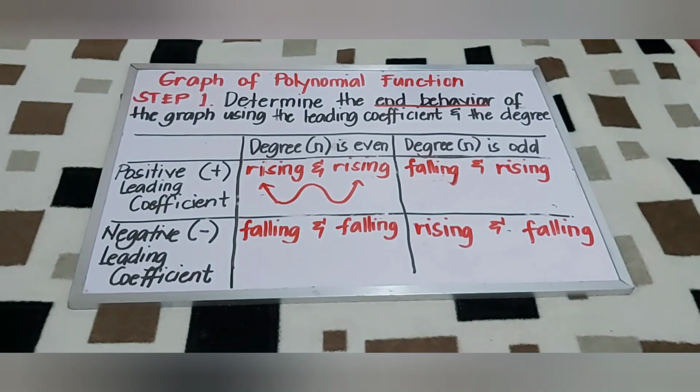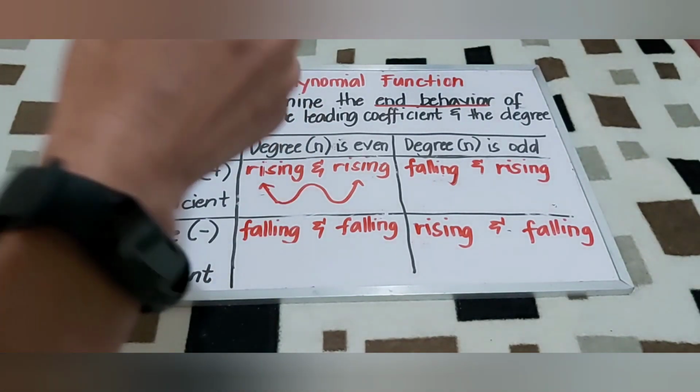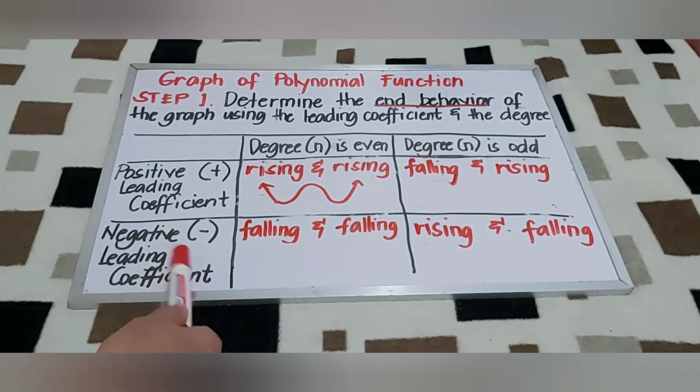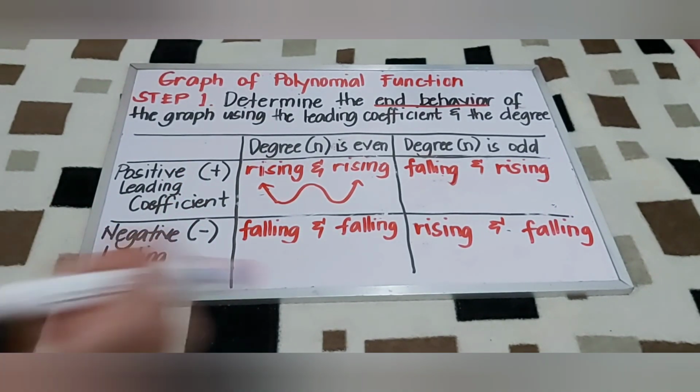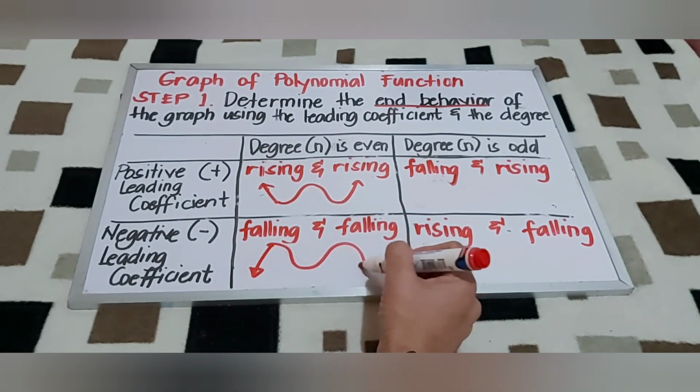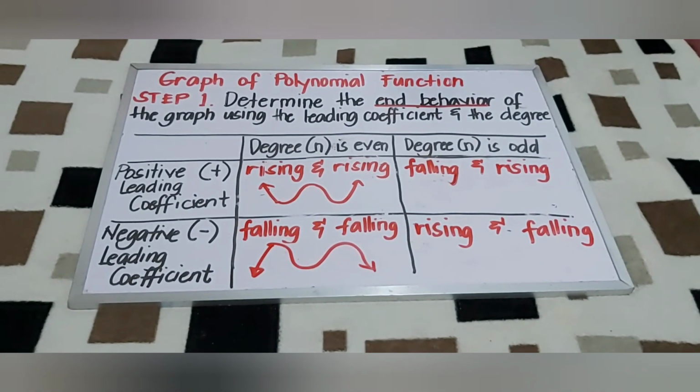Now, if we have a degree which is again even, pero naging negative ang leading coefficient, our polynomial graph is falling to the left and is falling to the right. Okay, falling sa kaliwa, falling sa kanan.